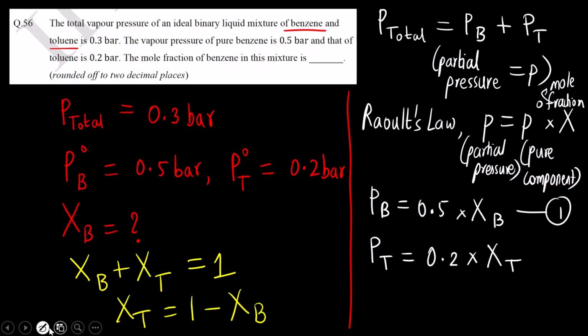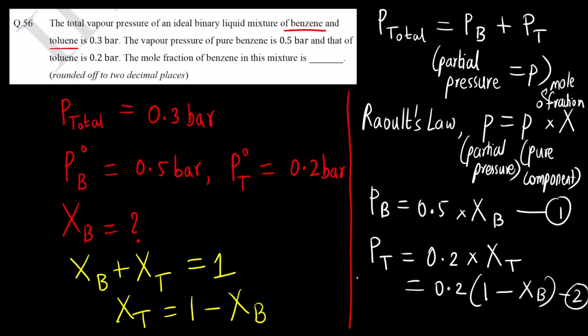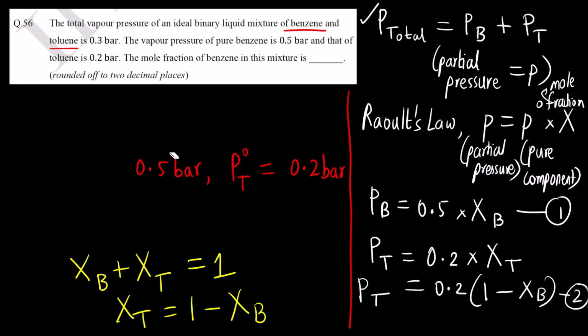So we substitute: 0.2 into the mole fraction of toluene, which is 1 minus the mole fraction of benzene. This is equation 2, the partial pressure of toluene. Now both these equations 1 and 2 we will substitute in the total pressure equation. Let me erase this first. We just have to substitute and then calculate the mole fraction of benzene.